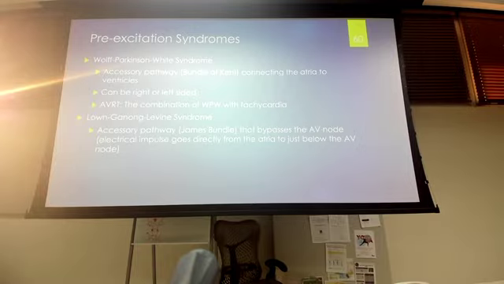There are two pre-excitation syndromes we talked about. WPW is going to be the most common, and then Lown-Ganong-Levine is going to be another pre-excitation. Both of these are associated with an accessory pathway. There's a superhighway that's allowing conduction to occur directly from the atria down to the ventricles.